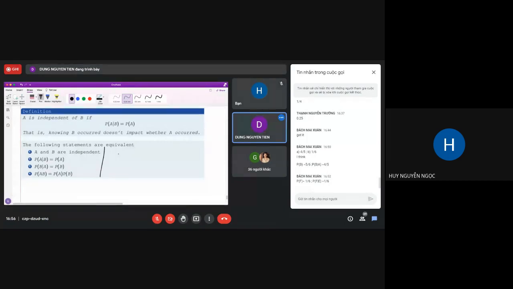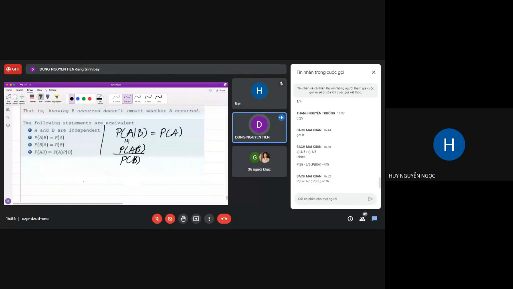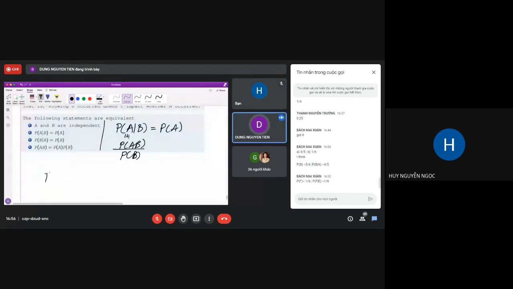Well, you know that A and B are independent if the conditional probability of A given B is equal to probability of A. And the left-hand side is equal to probability of AB divided by the probability of B. Then you multiply both sides of this equation by the denominator. You should get that one. So probability of AB equals the probability of A times the probability of B.